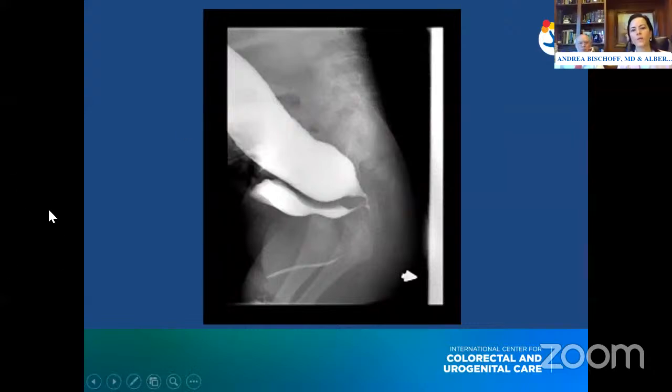Okay, now next one. So look at the sacrum. This is the anal marker. This is the bladder. So what malformation is this? Rectoperineal, no fistula, rectobulbar, rectoprostatic, or rectobladder neck fistula. Everybody can vote.